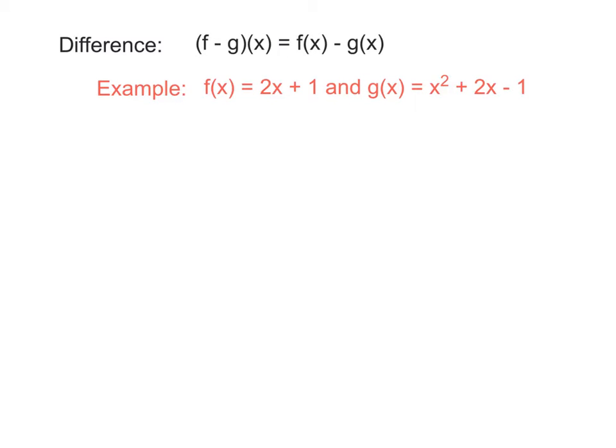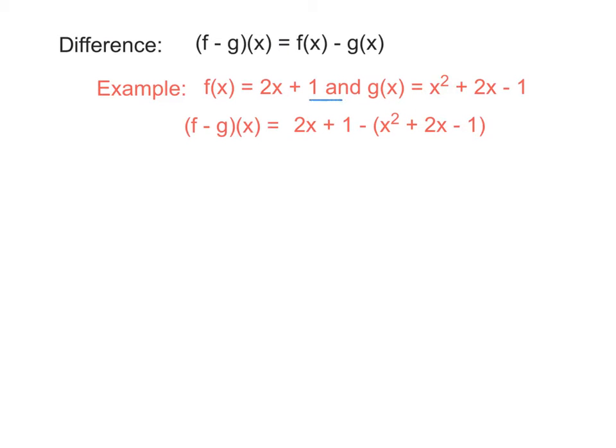For this example, I'm going to use the same f and g functions that I used in my previous example. f of x is going to equal 2x plus 1, and g of x is going to equal x squared plus 2x minus 1. Now I want to determine what is f minus g of x. I simply take my f of x and subtract g of x from it. So initially the setup is very similar to what we had before.